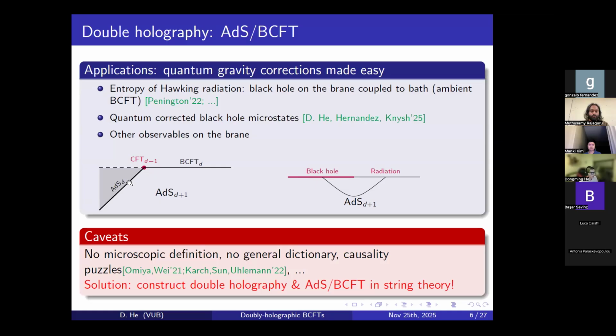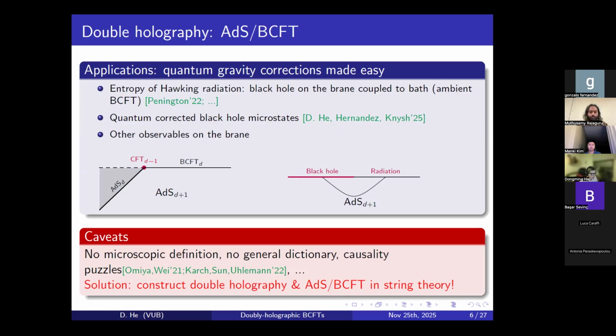Okay, this bottom-up model is very simple and very powerful, but there are some caveats. For example, there is no microscopic definition of the brane, in the sense that we know the action and we know the matter contents. And there are some causality puzzles in this model, in the sense that the null geodesics in the bulk travel faster than the ones from the boundary. And the solution to them is to construct double holography in string theory.